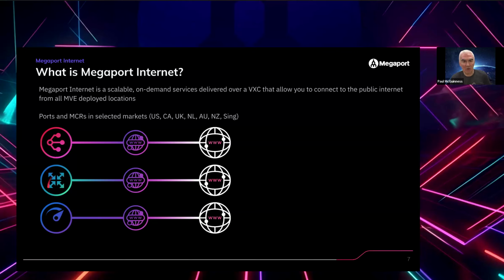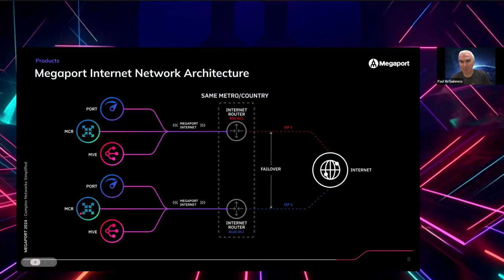From the MCR, our virtual router, and from the physical ports, 10 gig, 100 gig typically, these are available in certain markets. So they're available in the US, in Canada, UK, Netherlands, Australia, New Zealand, and Singapore. And we're working on more markets all of the time. If you provision Megaport Internet from these services, then you'll get the local internet connection with a blue and red option. And we'll see that in the demo shortly.